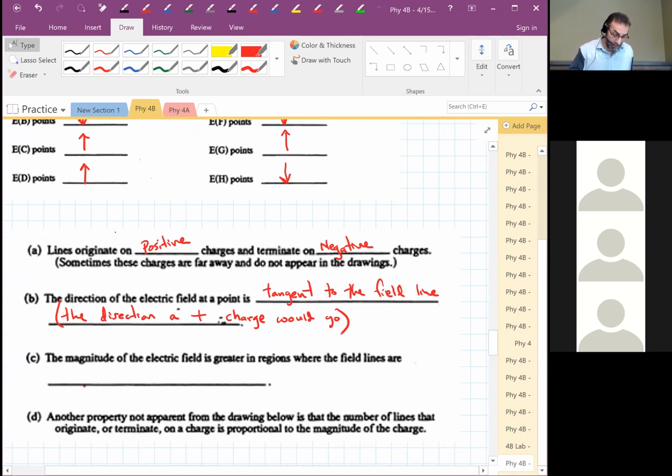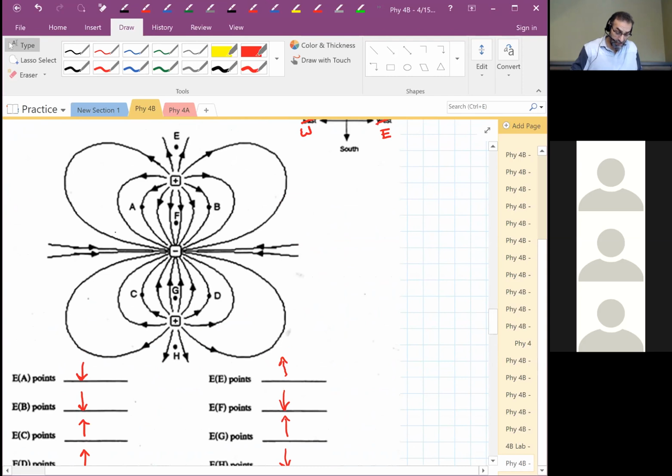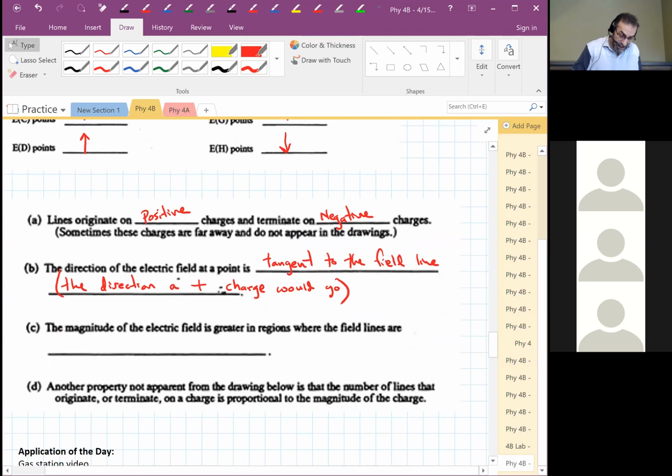Okay, and what do we have here? The magnitude of the electric field is greater in regions where the field lines are... Where do you think the electric field is the greatest here? Out here or in here? In here, right? So that's where the field lines are close together. Where the field lines are close together, it indicates a strong electric field. So the density of the field lines, the magnitude of the electric field is greater in regions where the field lines are more dense, right? Closer together.